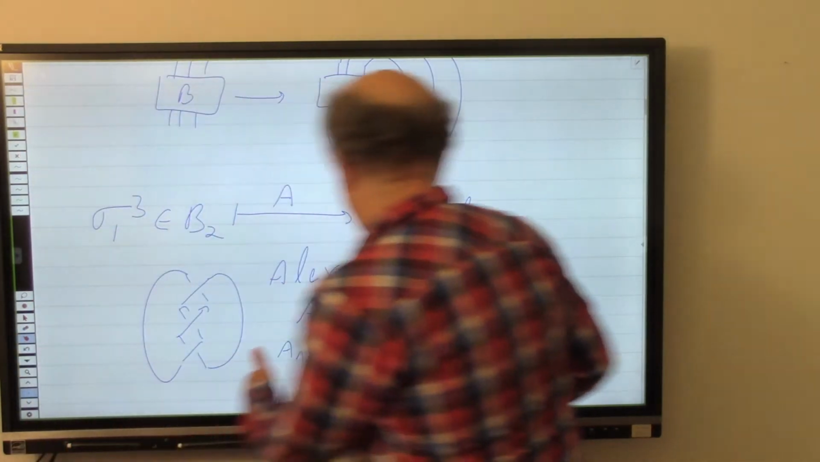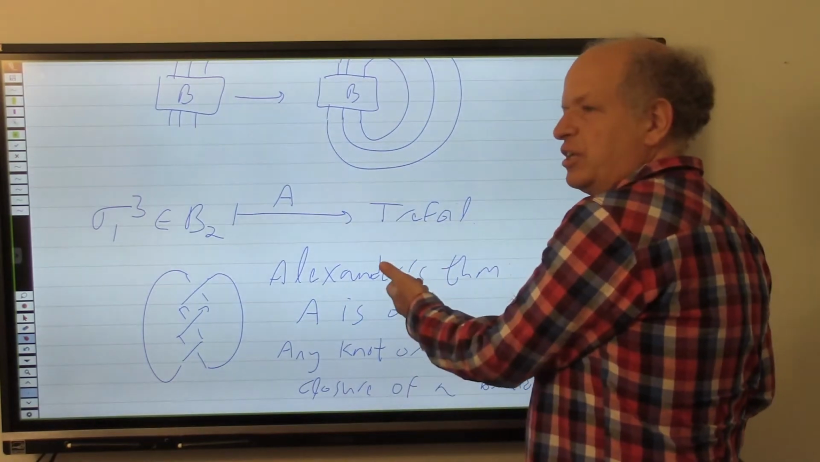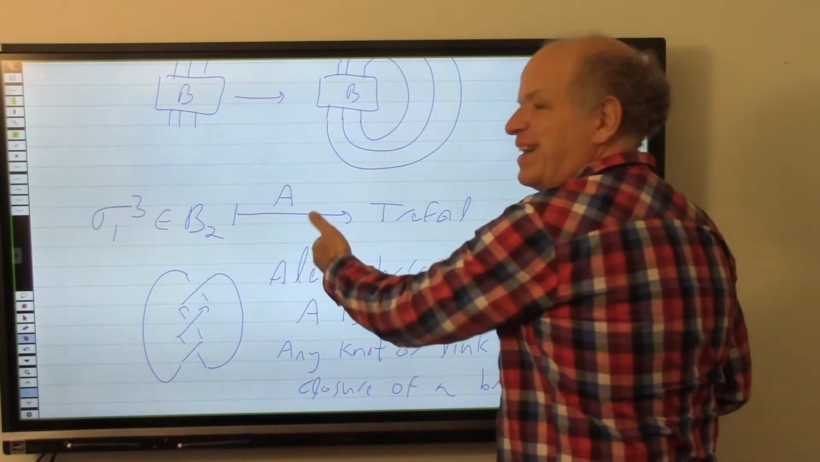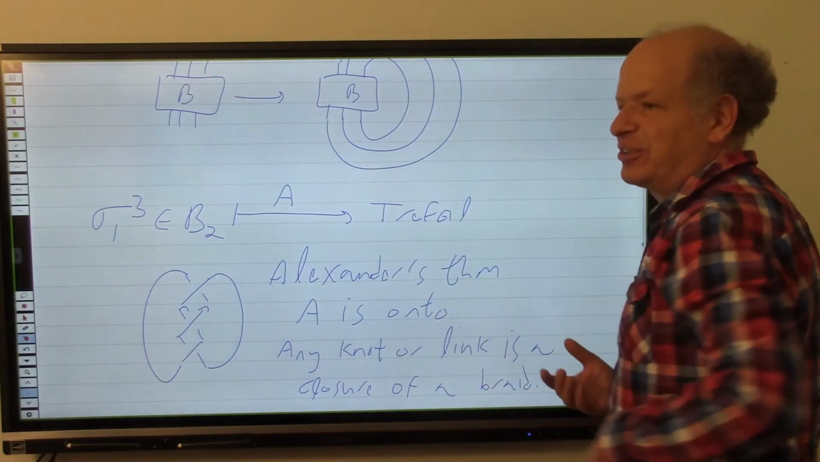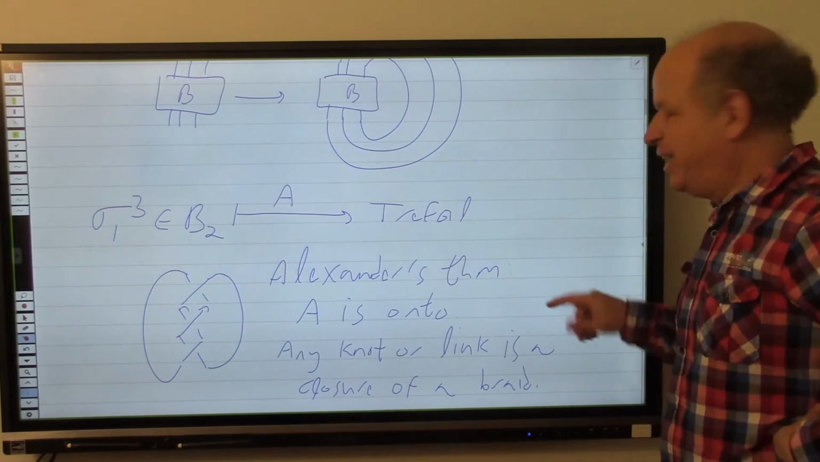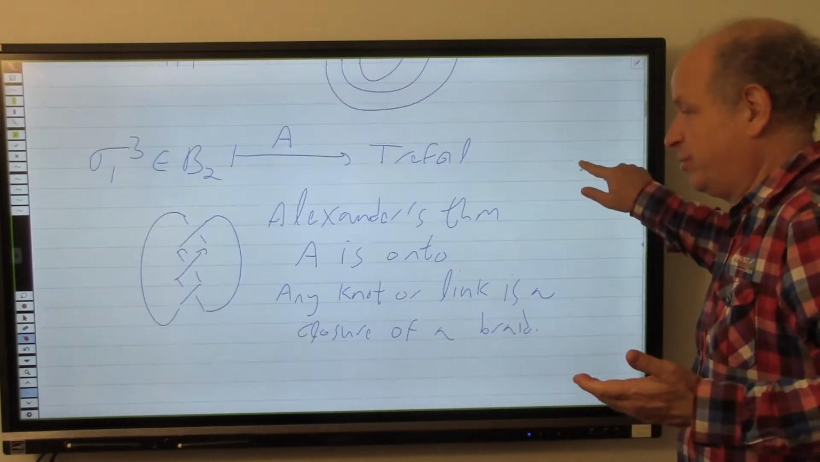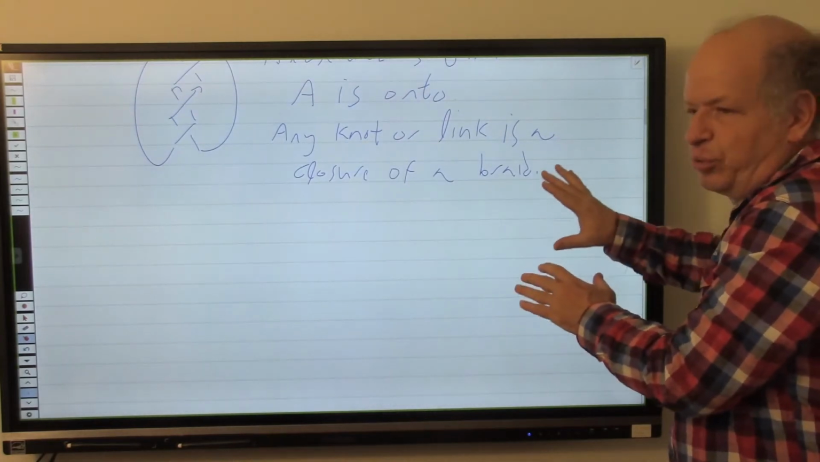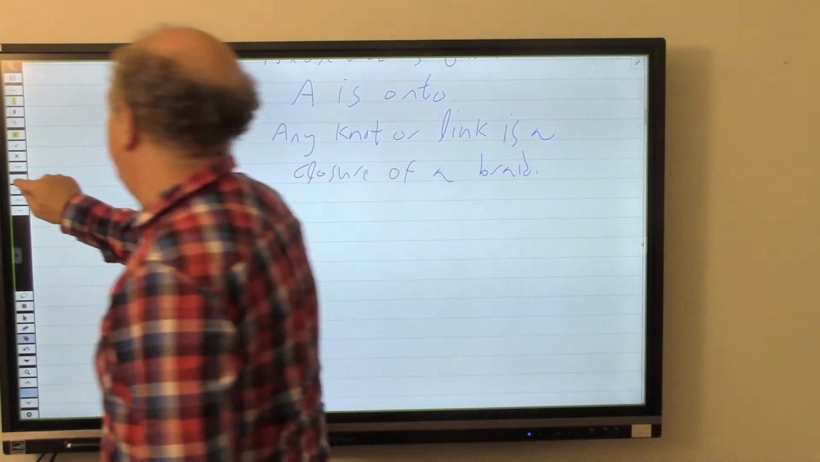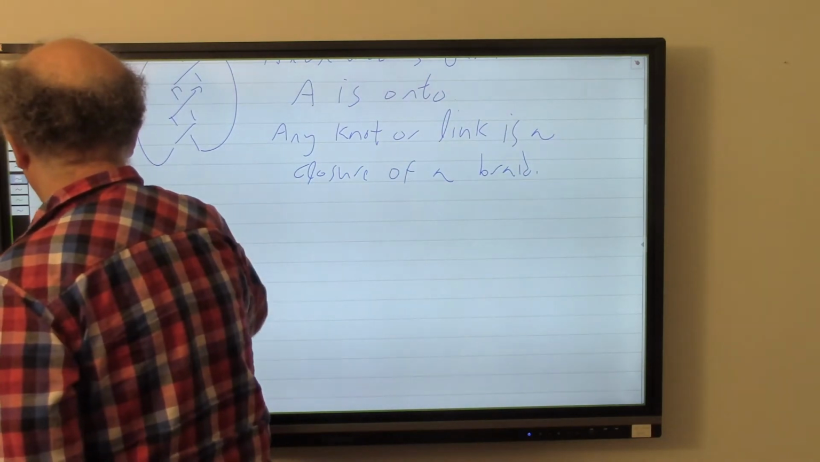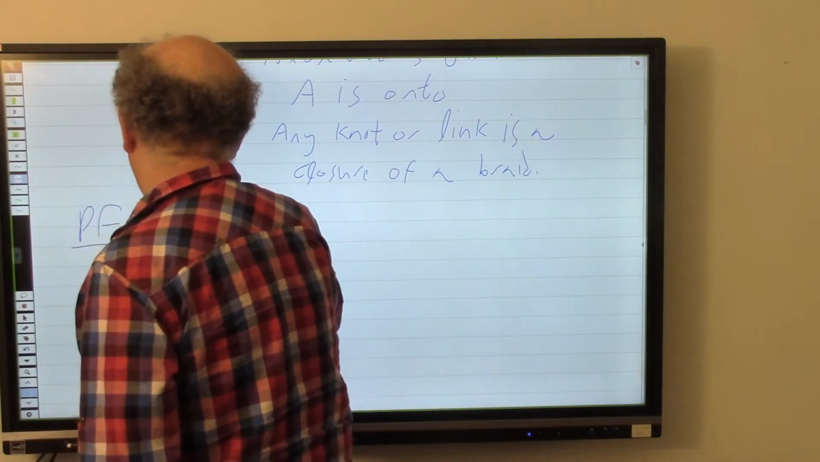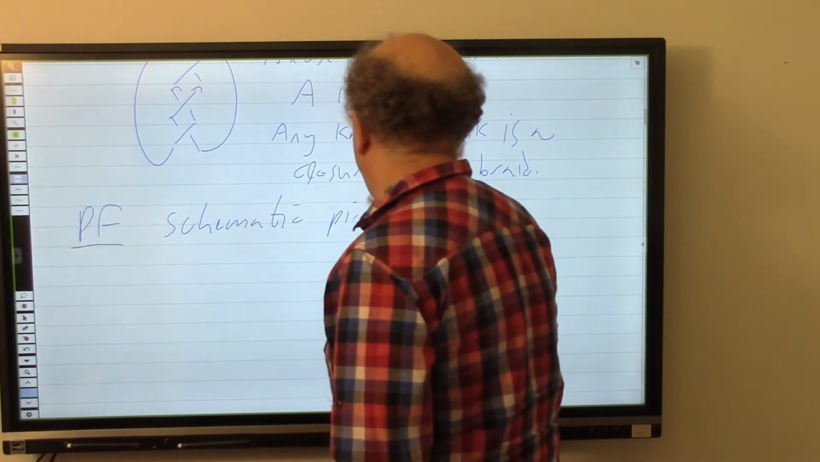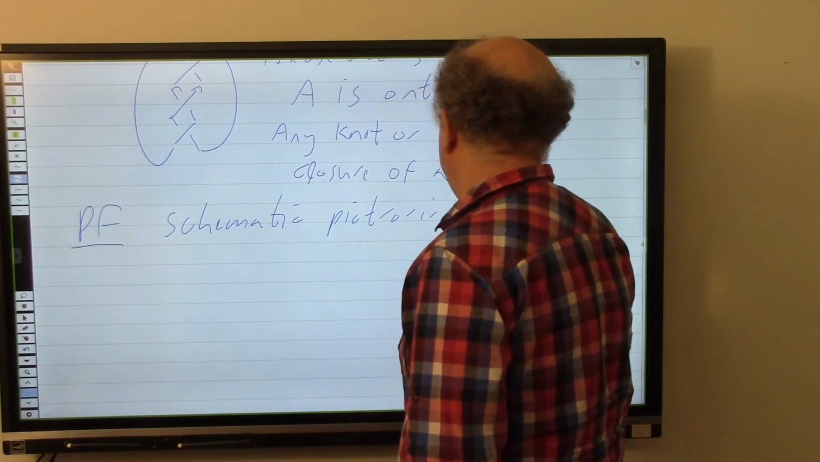So this means that you can study knots or links via braids sometimes if you also understand the kernel of the map. You can study knots and links in terms of braids, and people do it a lot. Okay? But let's get there, but let's first prove the theorem. So proof. So I'll do a schematic pictorial proof.